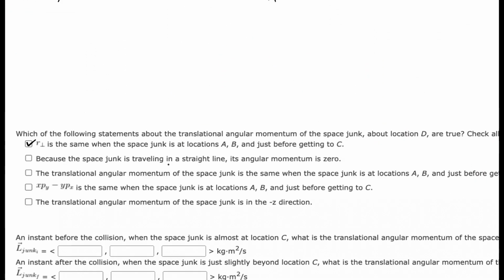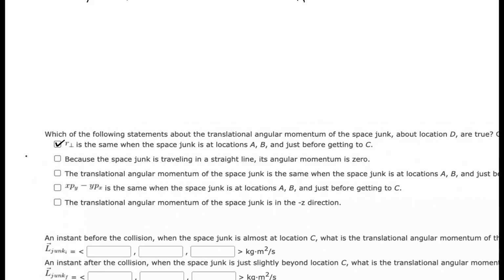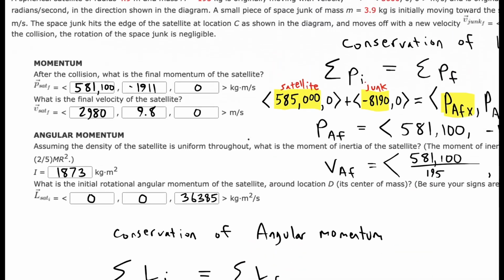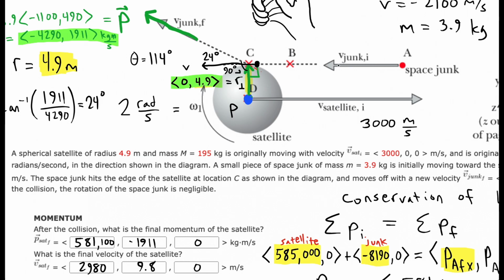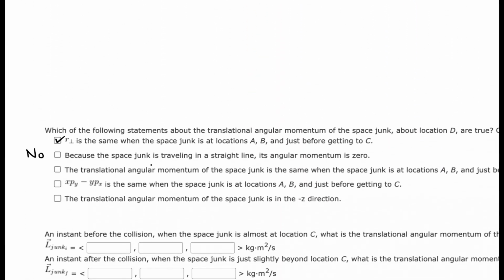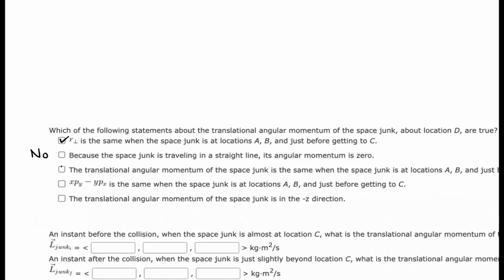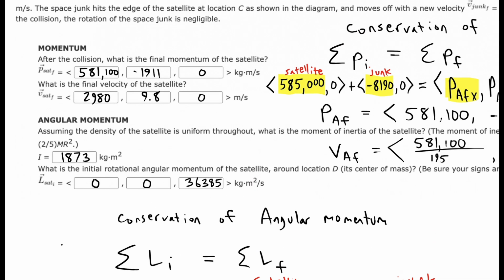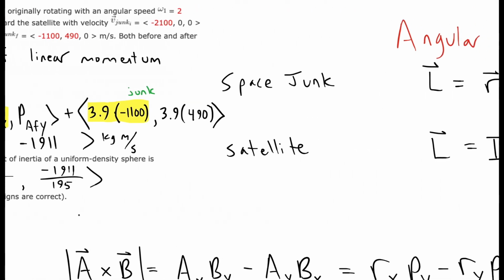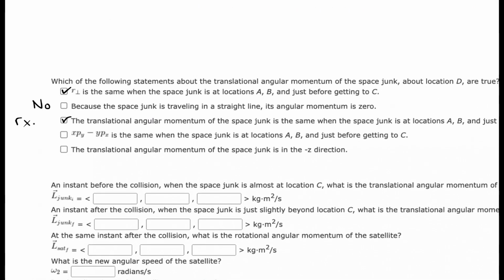Because the space junk is traveling in a straight line, its angular momentum is 0. No, that's not true. Because the space junk is moving not directly at point P, but around it or past it, that actually does allow us to calculate angular momentum for the space junk. The translational angular momentum of the space junk is the same when it is at points A, B, and just before C. That is true. We saw the calculation earlier. Yeah, the calculation is just R cross P.